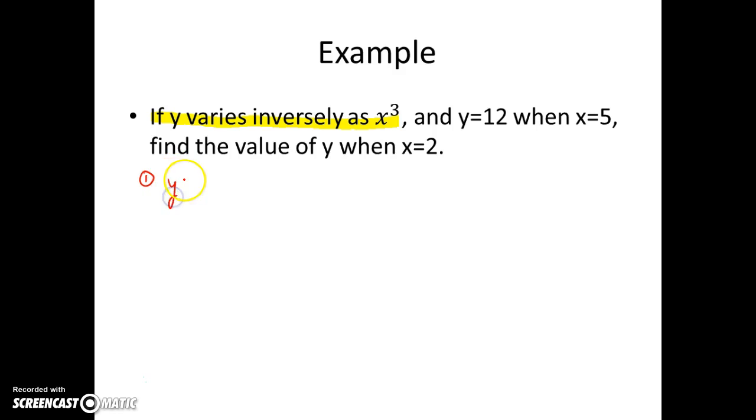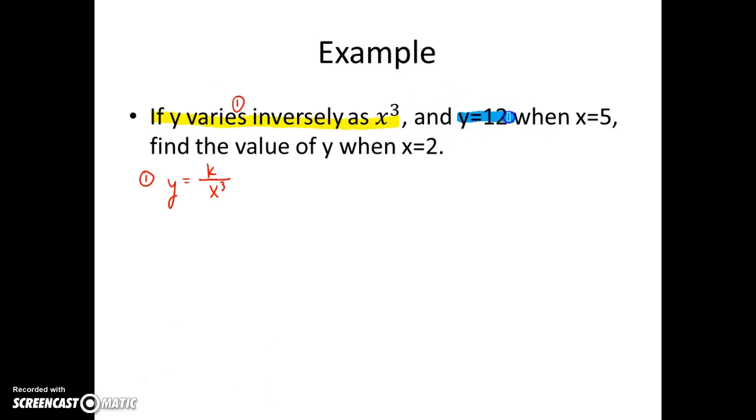So I've got y varies inversely, so k divided by x cubed. They didn't even say the cube of x, they actually put the x cubed there. So I'm done with that part. So step 1 is always writing the formula or equation. Step 2 is when we need to find our k value.